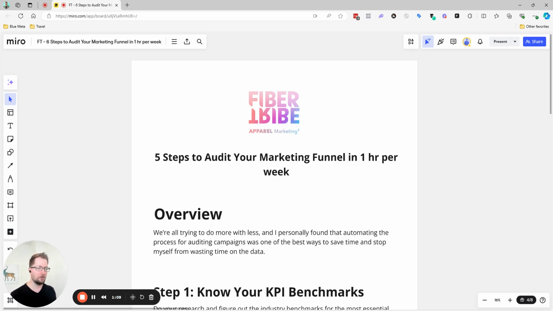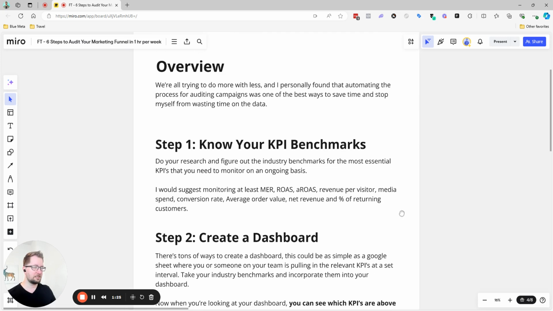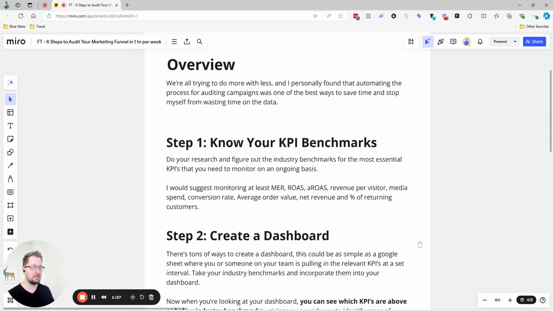And I see a lot of people getting stuck in the analysis of their data and just spending all day watching their campaigns. And that's not a productive way of doing things. You need to be out there executing and not just poring over the data all week long. So this here is going to be 5 steps, and I've really tried to break it down and simplify it for you. Step 1 is to know your KPI benchmarks.